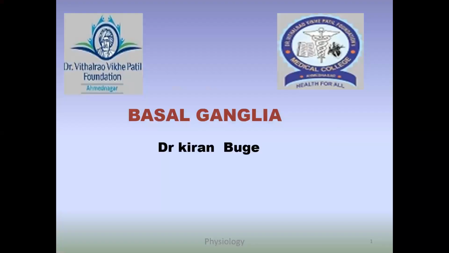Up till now, we have started with some structures of the brain. In the last lecture, we have seen the reticular formation, and how the ascending and descending reticular formation is helpful for different activities. Now, the next structure is the basal ganglia.